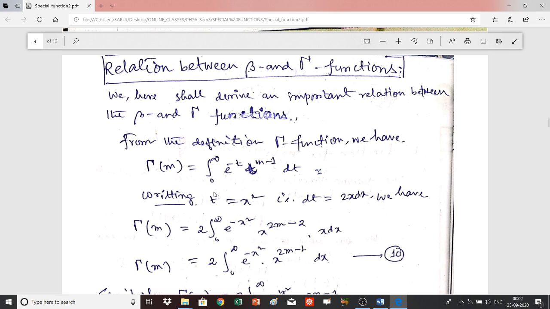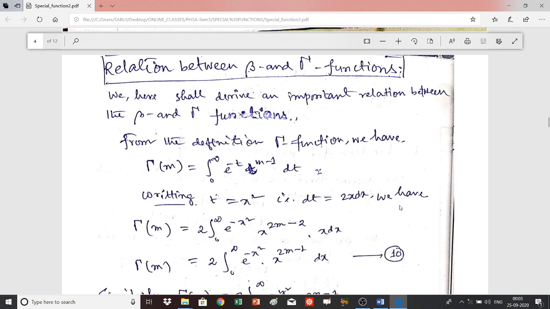Now just write t is equal to x square, and then dt will give you 2x dx. And see, from this relation the limits of integration will be unaltered. Just look at this and think of this conversion of limits.